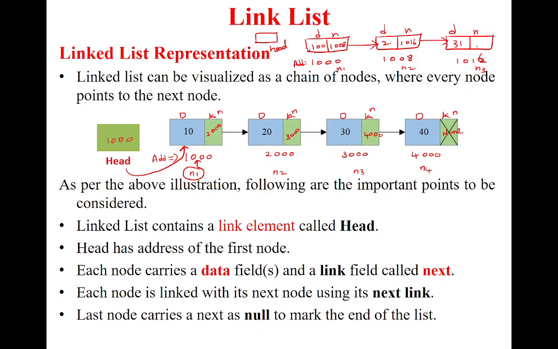There is no node after the node 3. After the node 3, there is no more node. So it will have the value none. Okay, so this is the linked list.